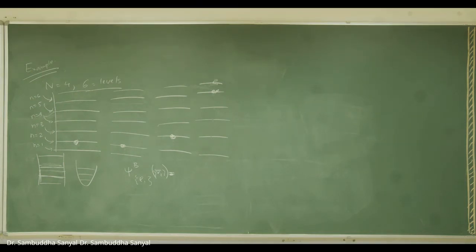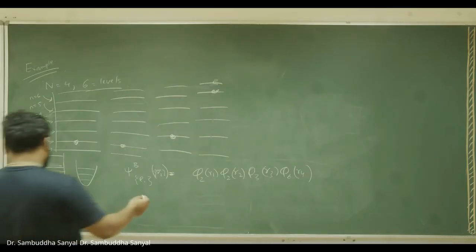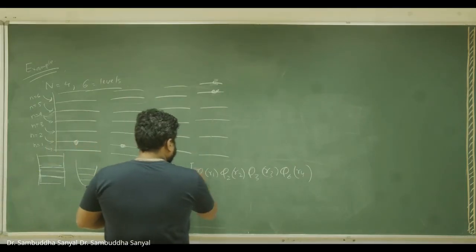What happened? How come now none of you know? That's what we were discussing for the last week. Phi 2 of r1, phi 2 of r2, phi 3 of r3, phi 6 of r4. And phi 2 of r2, phi 2 of r1, all combinations, right? All the permutations.